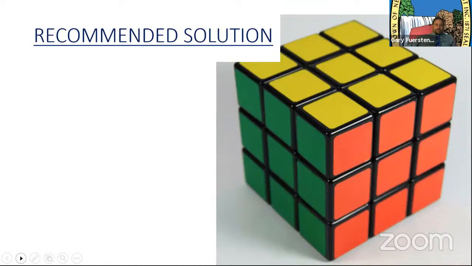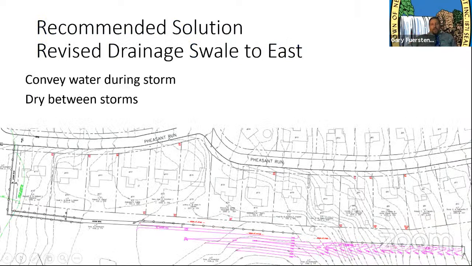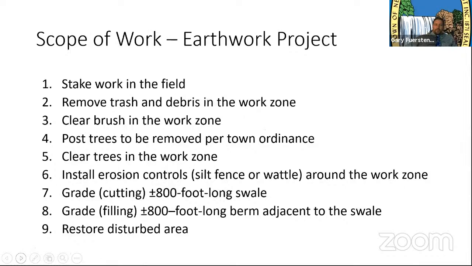Next slide. As you probably guessed, as we're going through the different options, the option that we are recommending is the revised swale to the east. That's the purple contours that we had talked about earlier on. Essentially, this is going to be a swale that's going to convey water during storms, and between storms, it's going to be dry. Next slide.